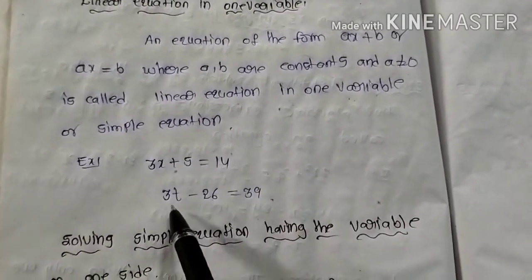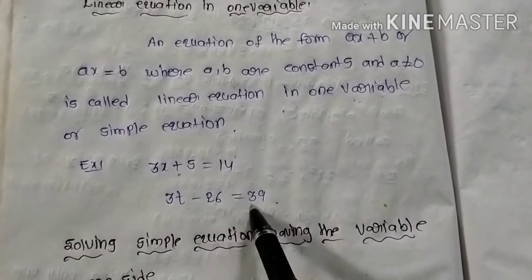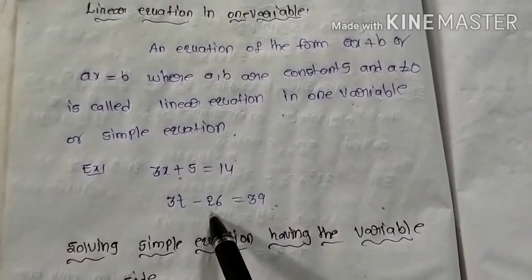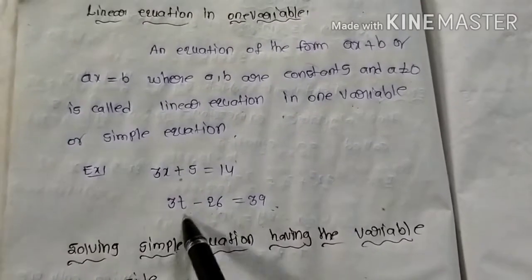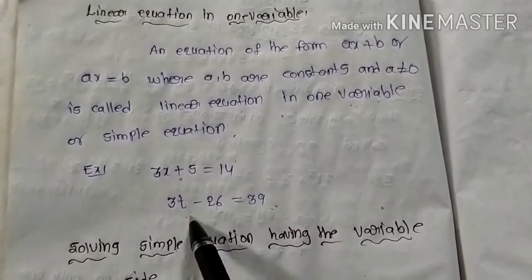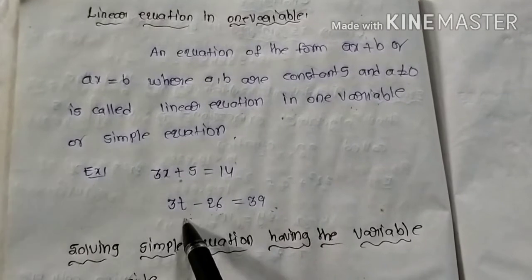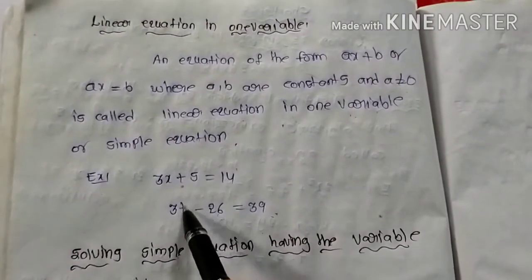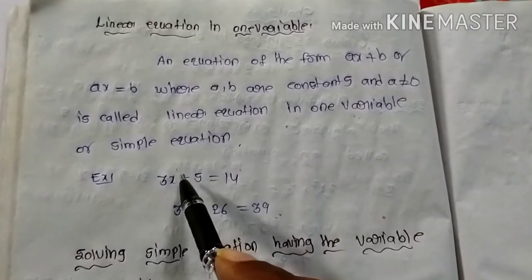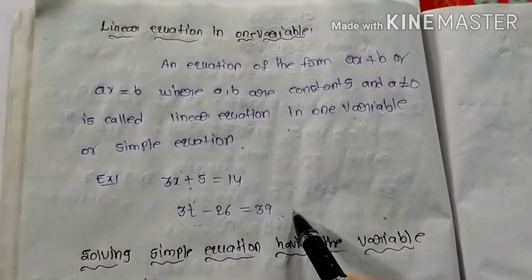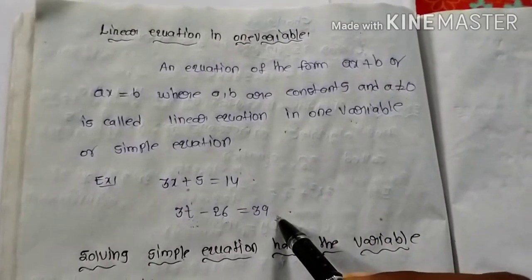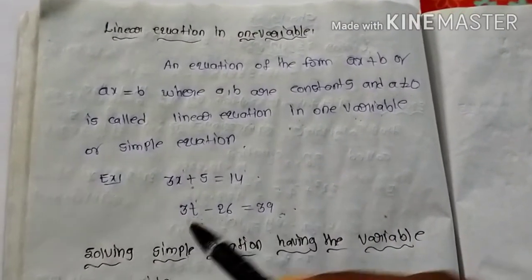Here, 3t minus 26 is equal to 39. See, it is an equation in the form of ax minus b. It may be ax plus b or ax minus b, whatever it may be, you can take it only as a linear equation. Linear equation means the highest power of the variable is 1 only. T power 1, x power 1. So this is a linear equation in one variable. This is the linear equation in variable x, and this is the linear equation in variable t only.